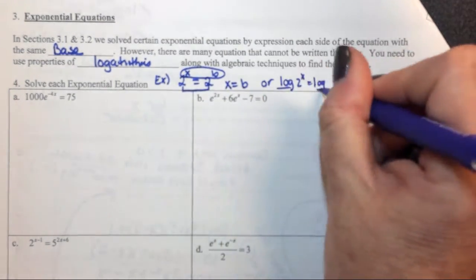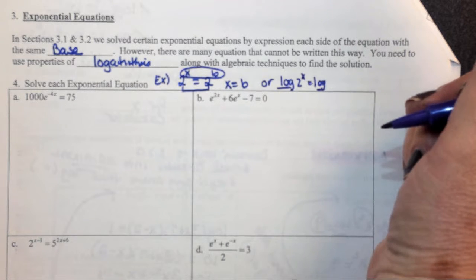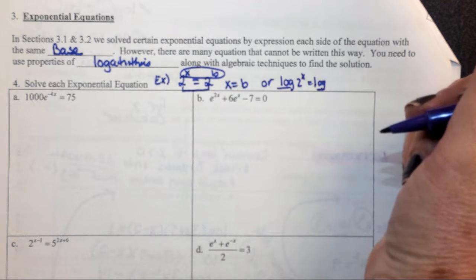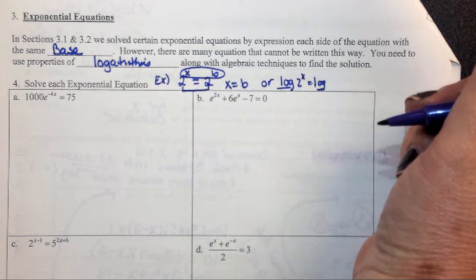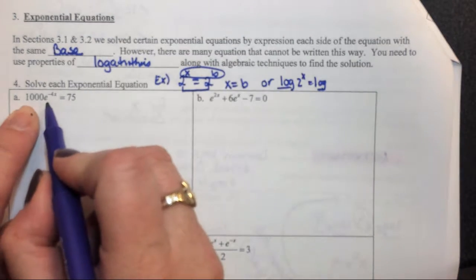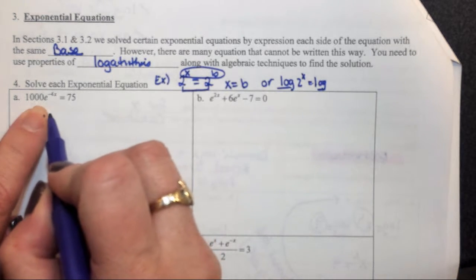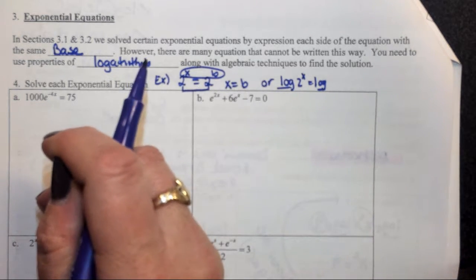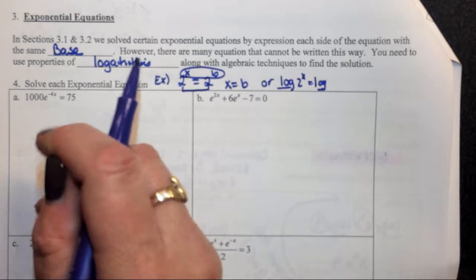So you end up taking the log of both sides. Remember, you're solving for an exponent. So let's take a look at 4a. 1,000 e to the negative 4x is equal to 75. First of all, you want to always isolate the base that has the variable.